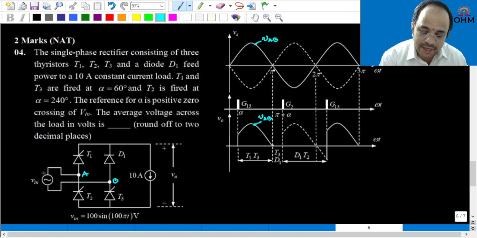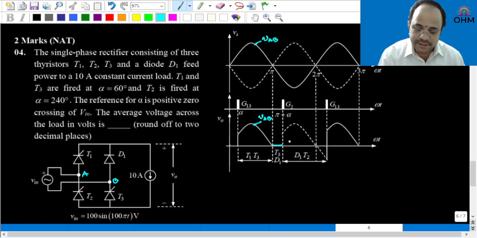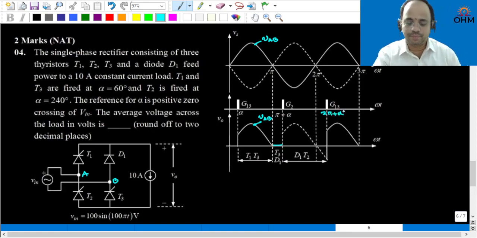Next, after pi, what happens? D1 will start conduction, but T3 will not turn off due to the constant current load. T3 will turn off only after T2 is triggered. Therefore, from pi to pi plus alpha, D1 and T3, these two devices will be in conduction, and that will give you freewheeling action. Next, at pi plus alpha, T2 is triggered. Therefore, D1 and T2 will carry the conduction until 2 pi plus alpha.